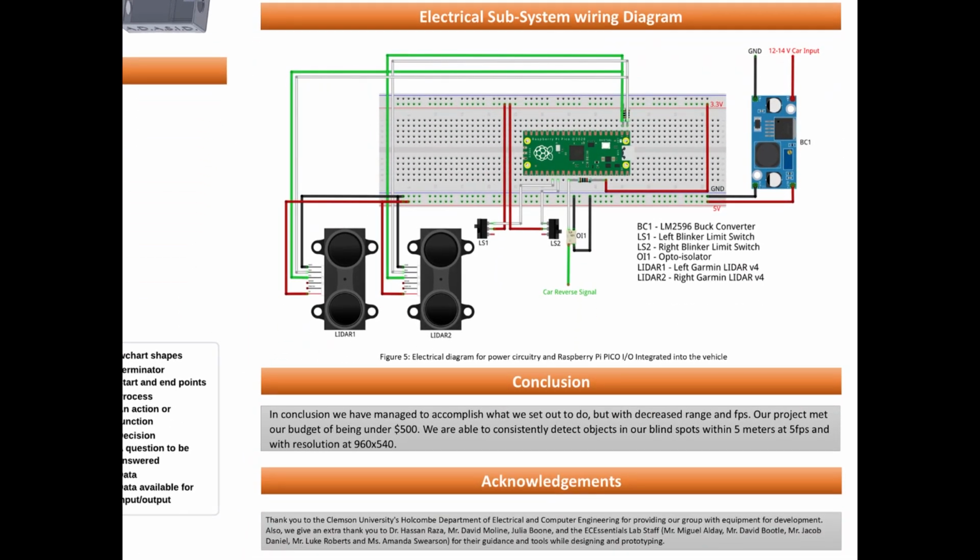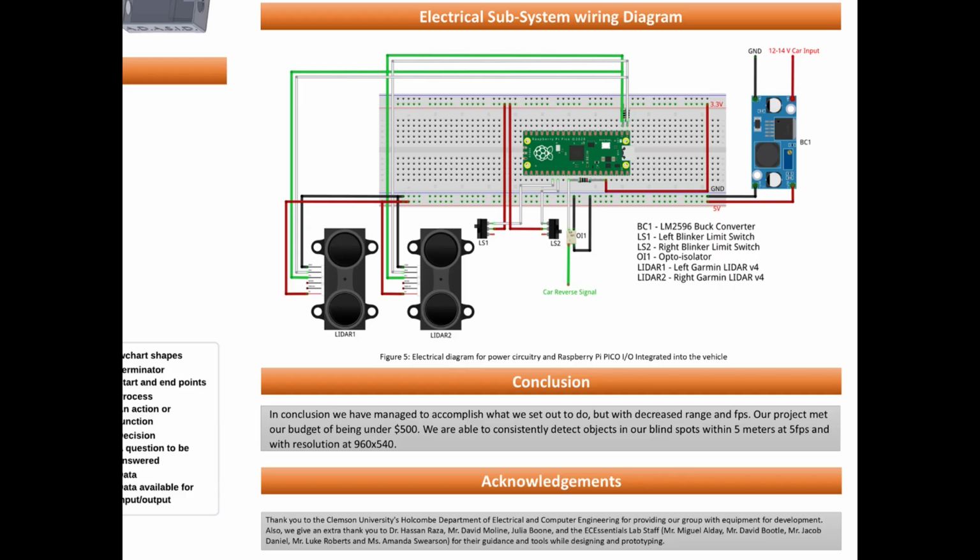Here we have our electrical wiring diagram. On the right side of the diagram, you can see our buck converter. It takes in the car's 12 to 14 volt battery voltage and steps it down to 5 volts to be used by the LiDARs. In the middle of the diagram, you can see the Pico on the breadboard. And on the left side of the diagram, you can see our left and right LiDAR respectively. Both LiDARs take in 5 volts and ground, and their clock and signal lines meet and share the same I2C bus on the Pico, as you can see in the top right corner of the Pico.